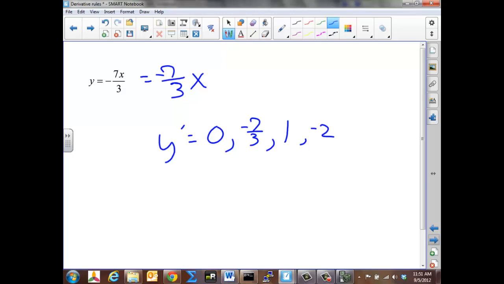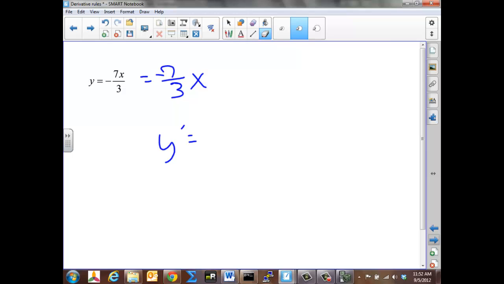Okay? This is x to the first power, right? So what do we need to do? We bring the 1 down, right? So we've got negative 7/3 times 1, x to the 0 power. It's 1. Yep, so our derivative needs to be simply negative 7 over 3. Okay? We all right with that? You've got to be able to use your power rule there. Is that straightforward enough? Okay, let's look at a few more.